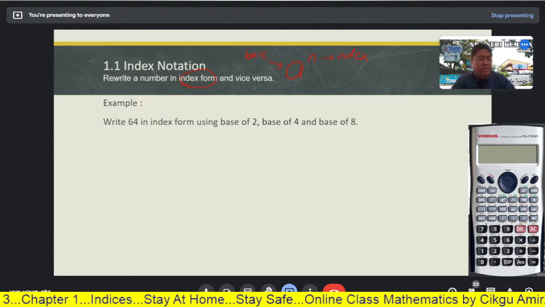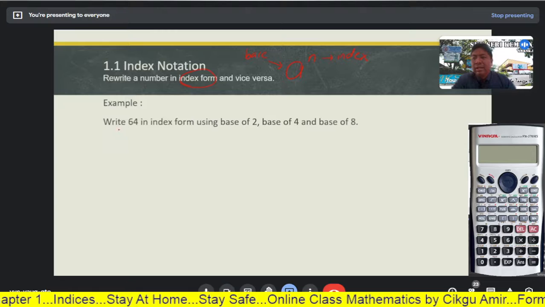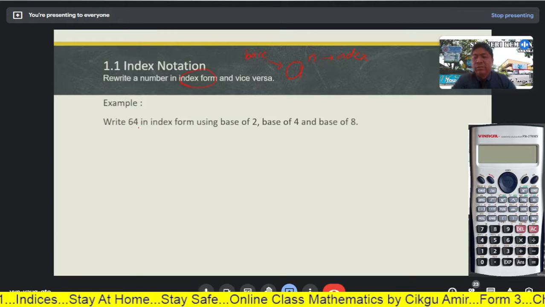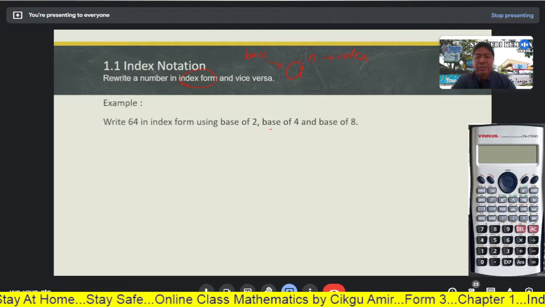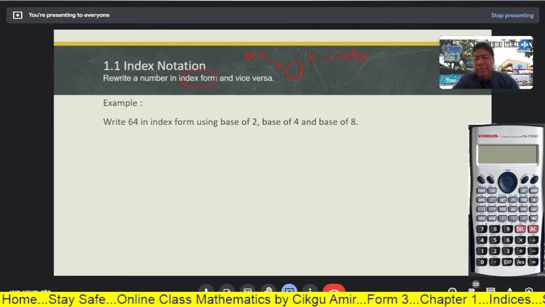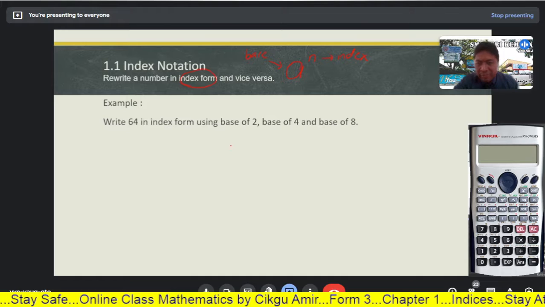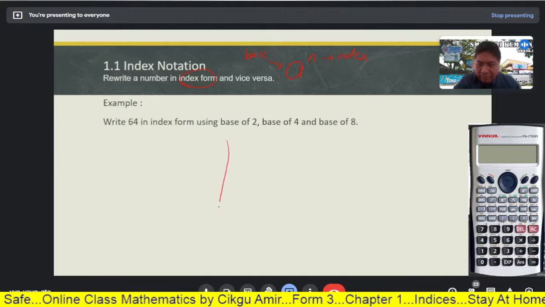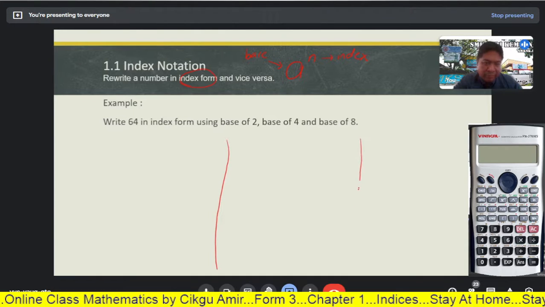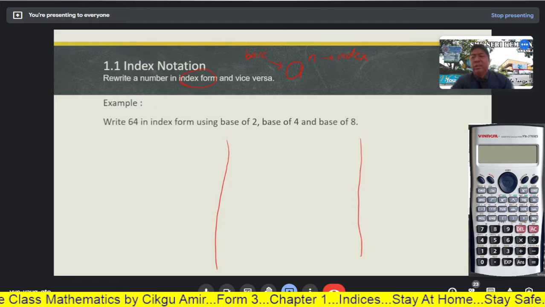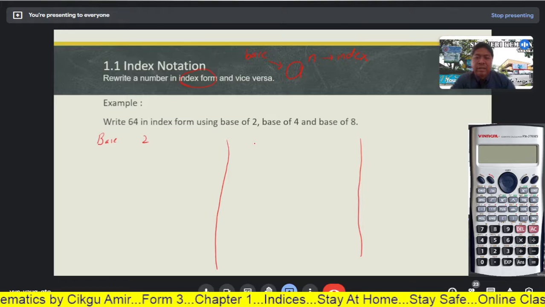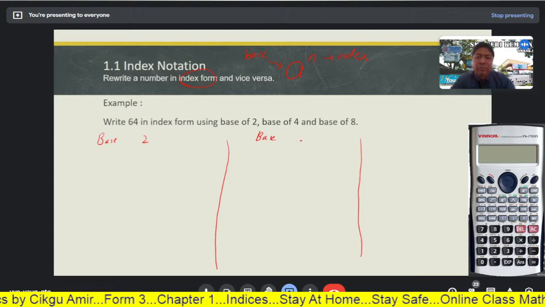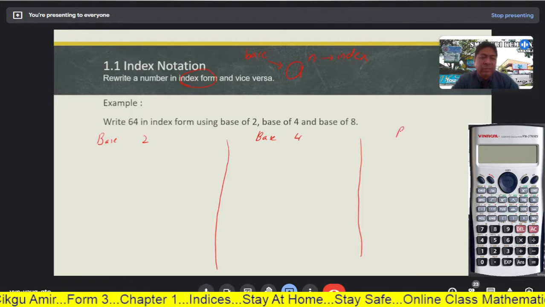Example: write 64 in index form using base 2, base 4, and base 8. So there are three bases. I just divide this into 3: write in base 2, write in base 4, and write in base 8.